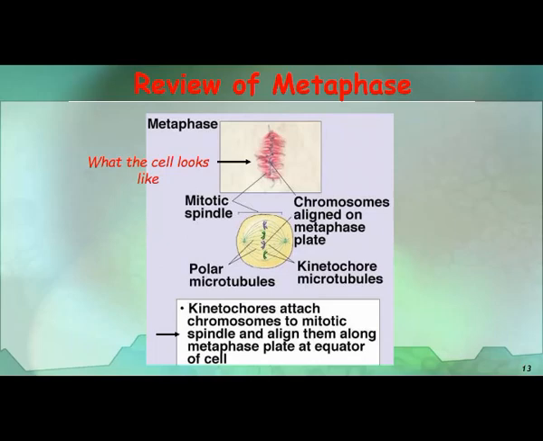A review of metaphase. During metaphase, the cell looks like this. Now what happens during metaphase? The kinetochores attach the chromosome to the mitotic spindle and align them along the metaphase plate at the equator of the cell.